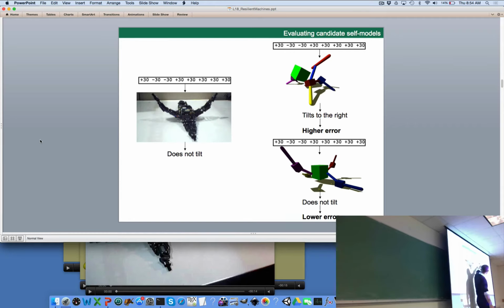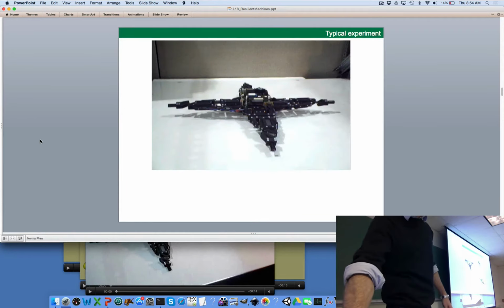If you have an inaccurate model of self, the main body is going to tilt differently in simulation than it did in reality. You're going to get high error between the simulated sensor values and the physical sensor values. If you have the right model of self, you should get lower error. If you have enough data, right? But at this point in the experiment, we only have 1 data point. It's not enough.